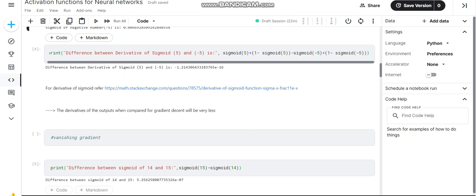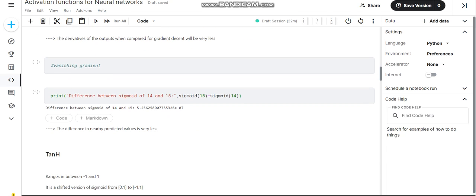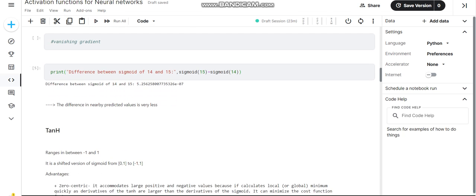Now let's see how it can give rise to the vanishing gradient problem. The difference between sigmoid of 14 and 15 is 5.2562 into 10 to the power minus 7. That's a very small value, almost equal to 0, very close to 0. So it would give rise to vanishing gradient issues.